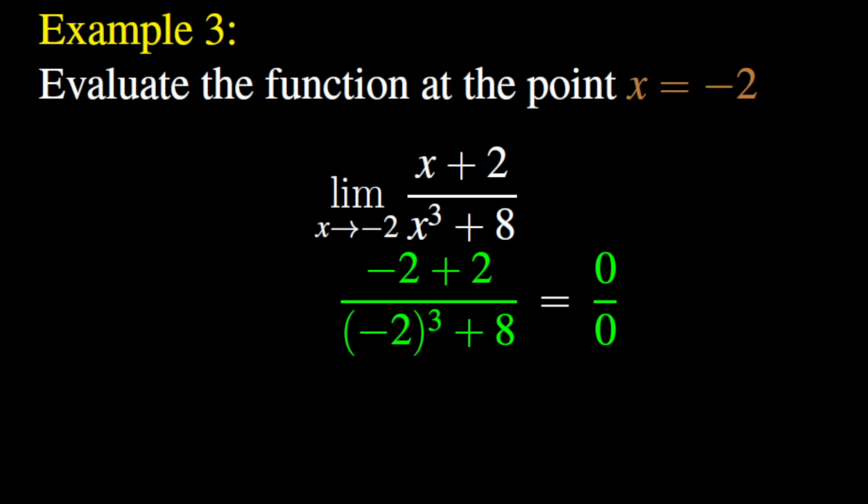As we did in the two previous examples, we will first evaluate the expression at the point x equal to negative 2. It is always advised to try to evaluate the expression at the point where we want to compute the limit. In this case, we get negative 2 plus 2, over negative 2 cubed plus 8, which is 0 over 0. This means that the numerator and denominator have a common factor.